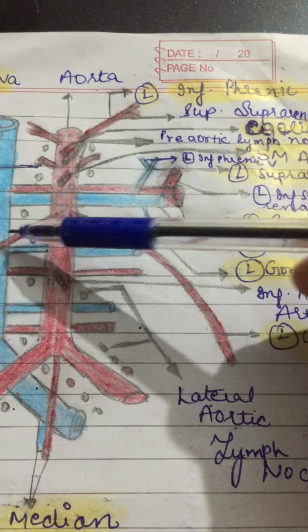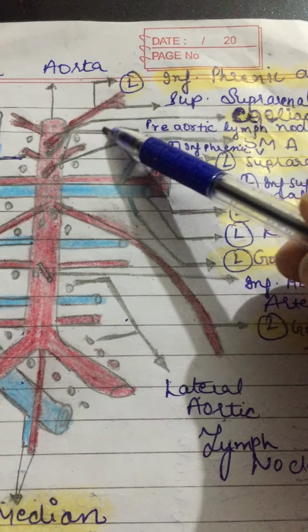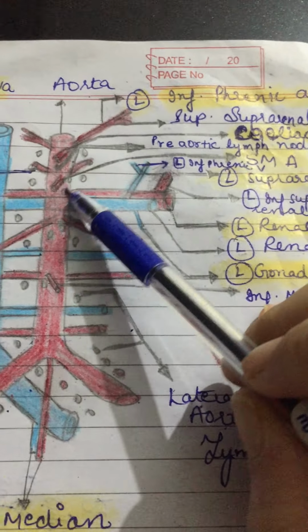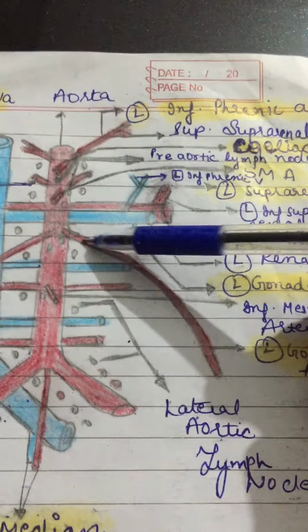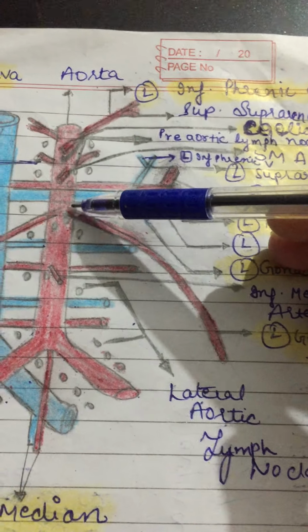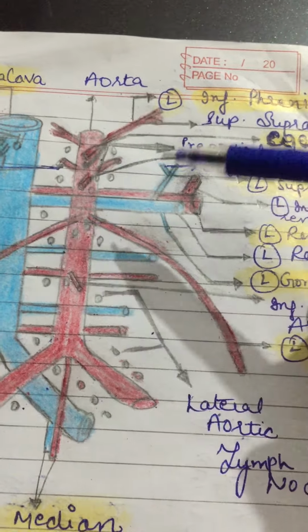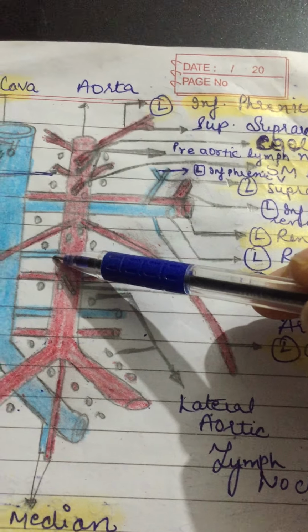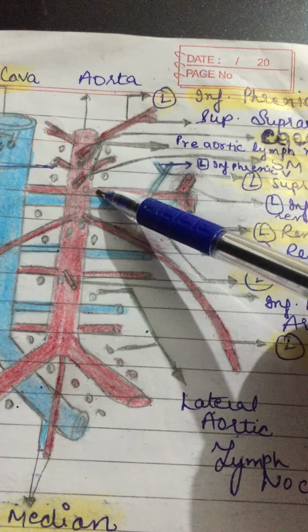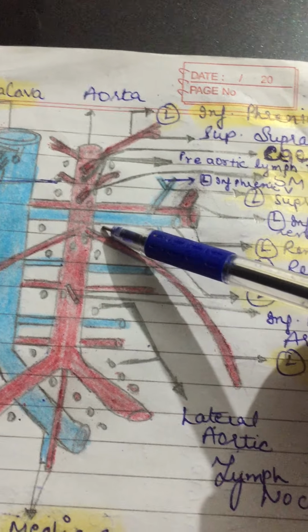Now the lateral branches. The first one is the inferior phrenic. Then we have the middle suprarenal. Then the third one is the renal arteries. This one is the renal artery. Then the fourth one is the testicular or ovarian arteries. So lateral branches are number 1 inferior phrenic, then middle suprarenal, then renal arteries, then testicular or ovarian arteries.